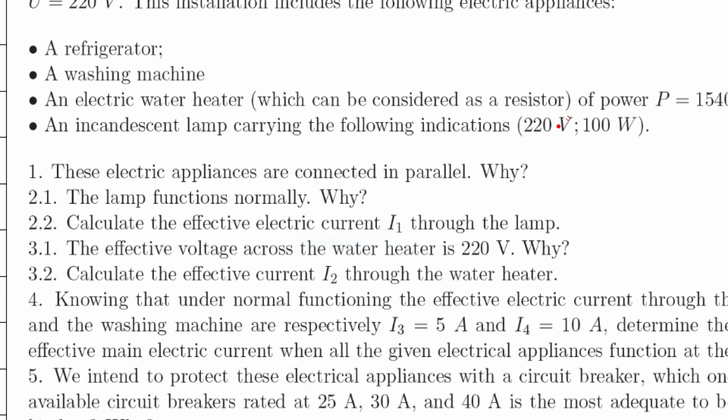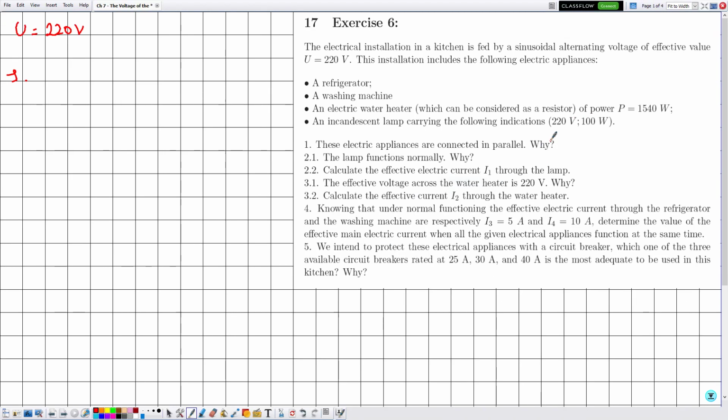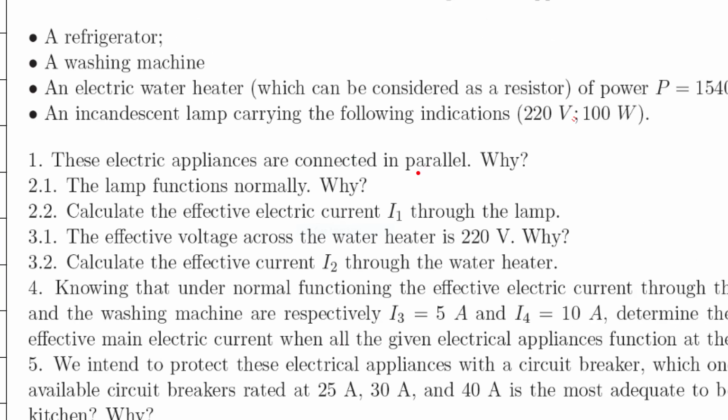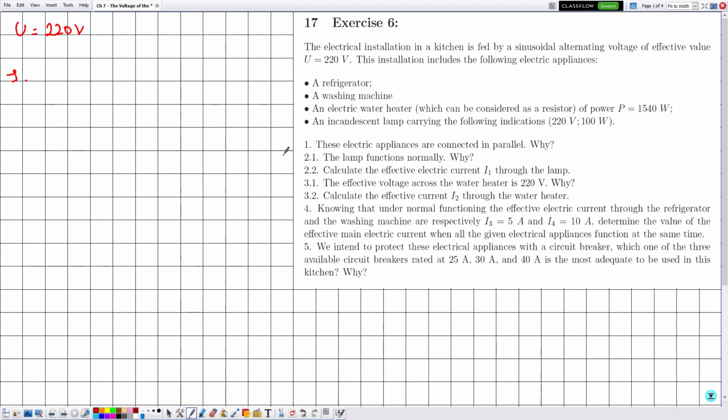They are telling us these electric appliances are connected in parallel. Why? So these electric appliances are a part of a domestic installation, then they are connected in parallel in order to function independently, and this is very important. Okay, so always electric appliances in a domestic installation are connected in parallel in order to function independently.